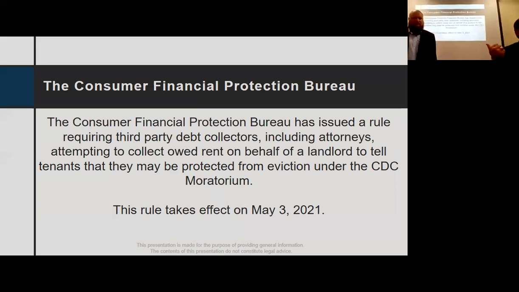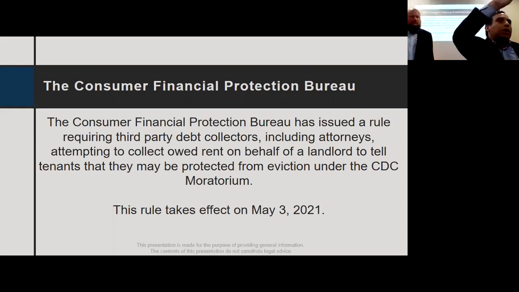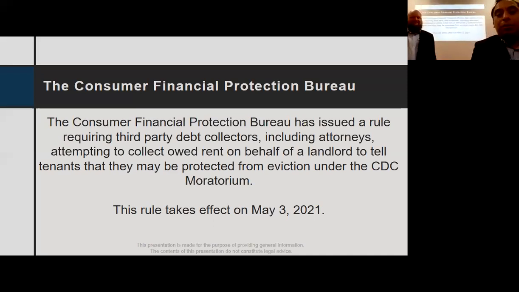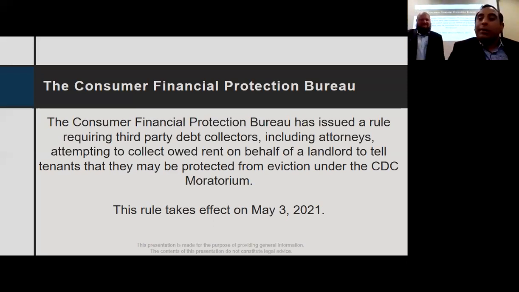The Consumer Financial Protection Bureau, which honestly I didn't even know existed before today, because yesterday I read an article that said it issued a rule requiring any third-party debt collectors, including us attorneys, to be classified as debt collectors when attempting to collect rent on behalf of a landlord from tenants that are or may be protected under the CDC moratorium. If you send them any letter or email demanding payment, you have to include a disclaimer that says, tenant, you may fall into the protections of the CDC moratorium. Please look that up and see if you qualify, and you may not have to pay this rent. And if you don't, I don't know what happens, because I don't know what sort of power this Consumer Financial Protection Bureau has, but that's what they say.